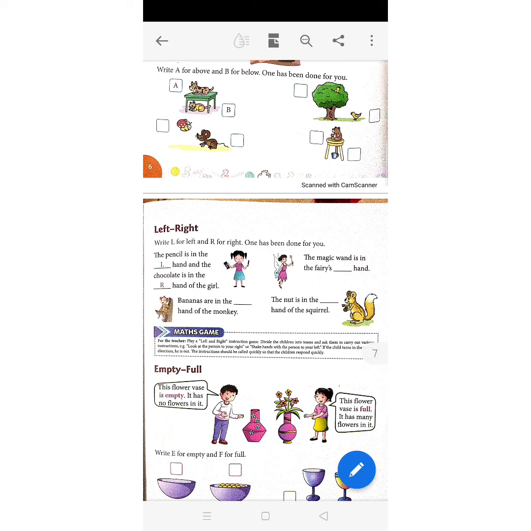Bananas are in which hand? Yes, the left hand of the monkey. The nut is in the left hand of the squirrel. Let's see some more examples then.